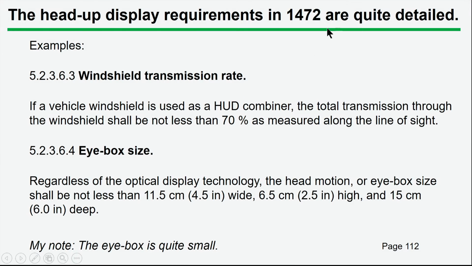Another example is head-up displays. I want to emphasize it's head-up displays, not heads-up, because you only have one head. Here's an example of the detail in there about windshield transmission rate, which they said shall be not less than 70%. The eye box, how big should the eye box be? And the dimensions are given. I want to comment that this is for military applications, so this eye box is a little small. Again, remember, these are minimum requirements, so something like a passenger car would need a much bigger eye box than you might need in, say, a helicopter or other aircraft.